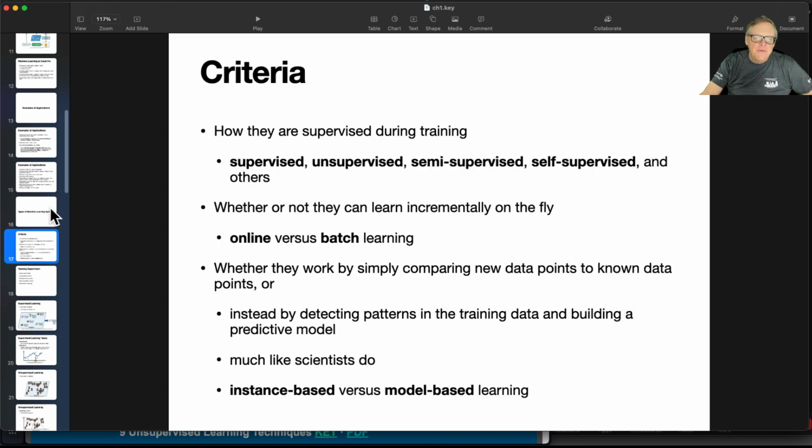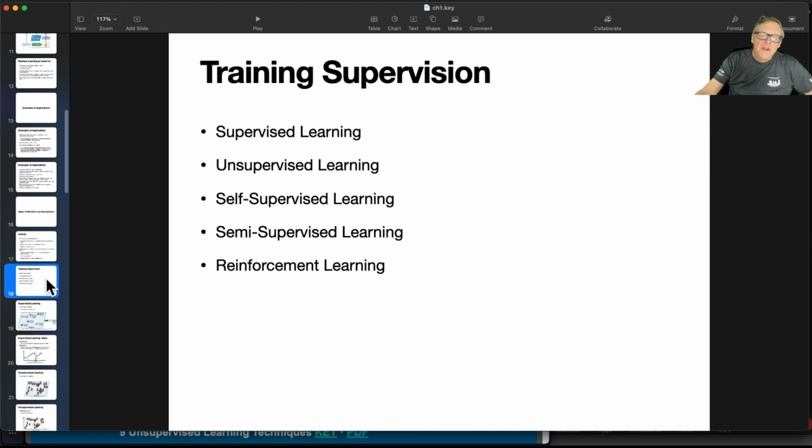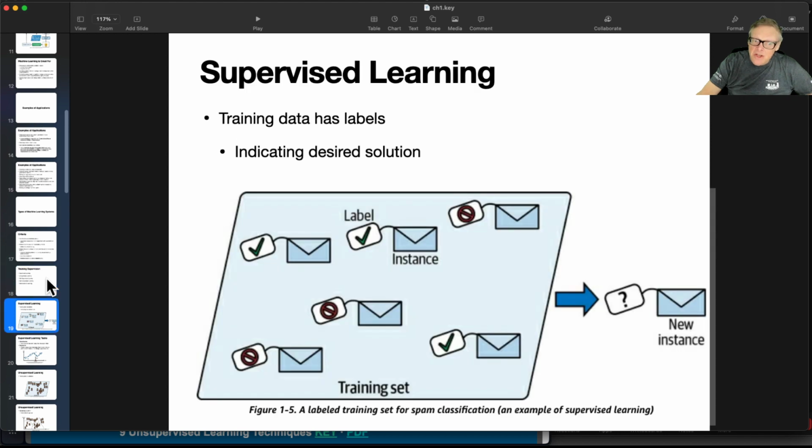So the types of system, we'll talk about: supervised, unsupervised, and a couple of cases in between, online versus batch learning, and then instance-based versus model-based learning. So for supervision, if you have data that has been labeled, then that's called supervised learning.